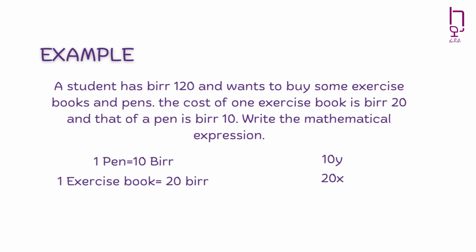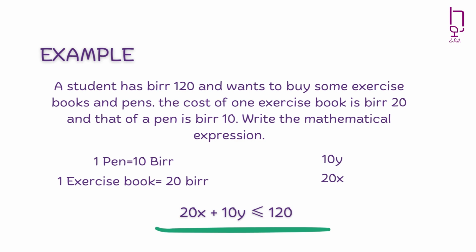If I do 10 times y, it tells me how much money I can spend on pens, because y is the number of pens and 10 is the cost of one pen. So the left side of the inequality has to be less than 120, because the maximum money I have is 120 birr. So the amount of money I spend on both pens and exercise books has to be at most 120. So the concept is that from the word problem, we reduce it to a mathematical model, and this model is an inequality. Then we solve it. We'll look at more examples.